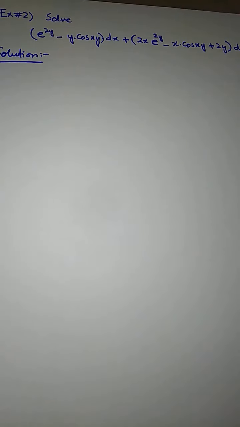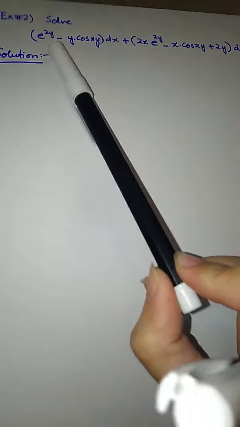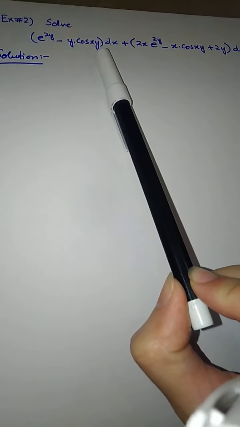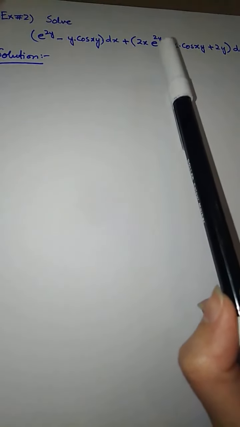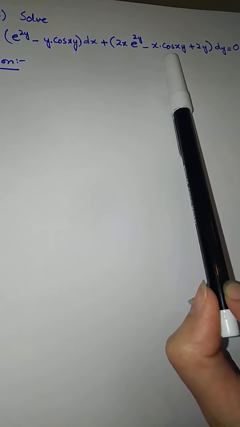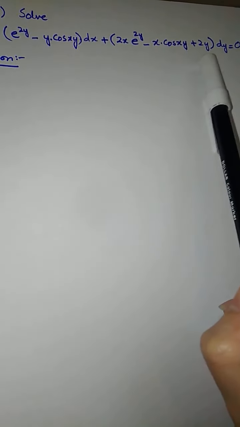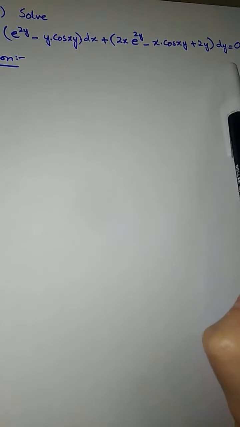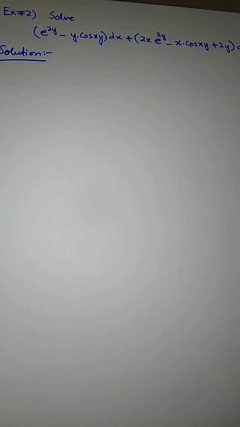Alright, so we have example 2 to solve this type of exact equation: (e^(2y) − y cos(xy)) dx + (2x e^(2y) − x cos(xy) + 2y) dy = 0. Here the angle is x times y. This is quite a lengthy equation.